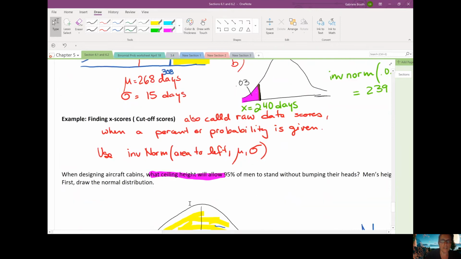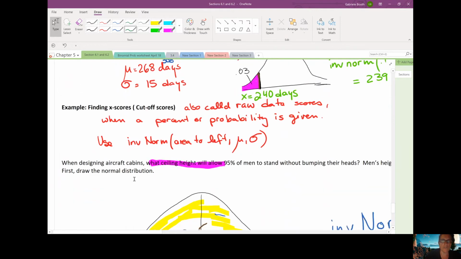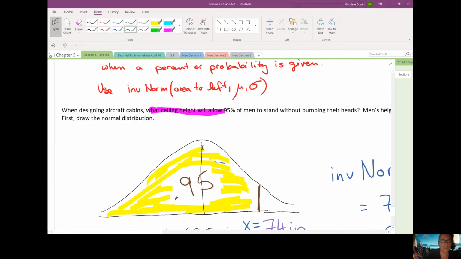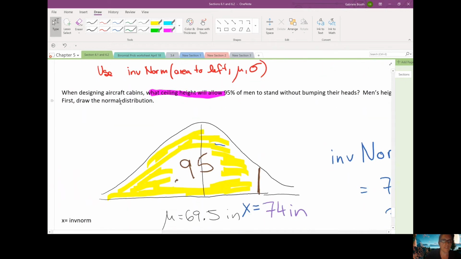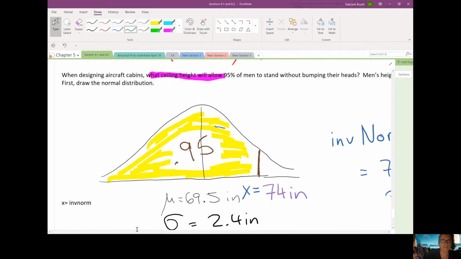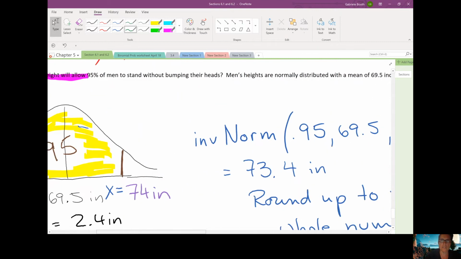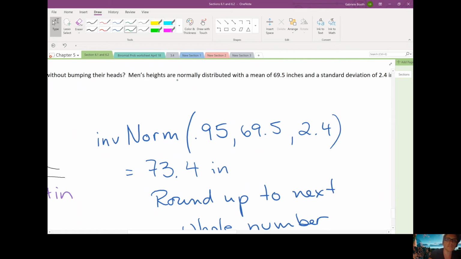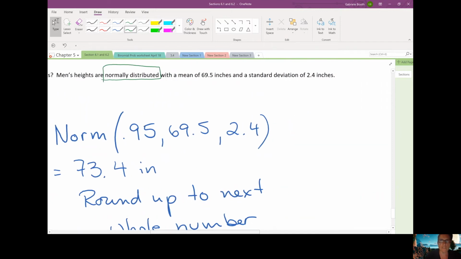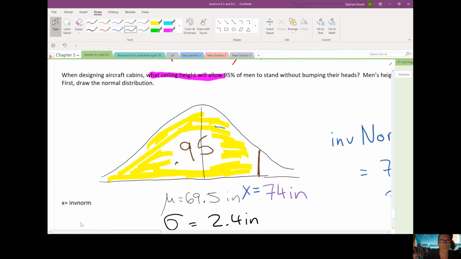Now, if you're wanting to find a cutoff score, you have to use inv norm. Like when designing aircraft cabins, with what ceiling height will allow 95% of men to stand without bumping their heads in airplanes. Men's heights are normally distributed. Here's your keyword, normally distributed. That tells you need a bell-shaped curve with a mean of 69.5 and a standard deviation of 2.4.